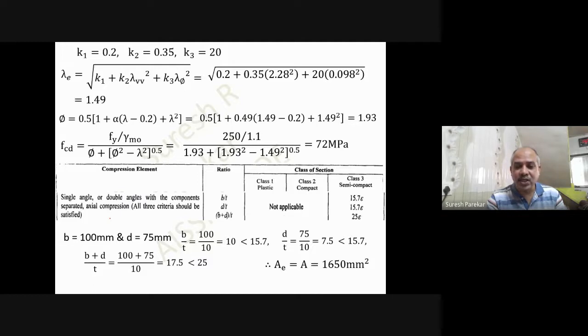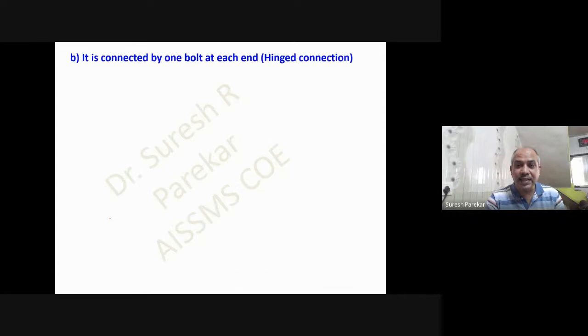and therefore we have Ae equal to A, which we have already taken from IS 800, where we have this value 1650 millimeter square, and by substituting these values we'll get the value of Pd as 118.8 kilonewton. So this is the problem for the single angle section, first case.